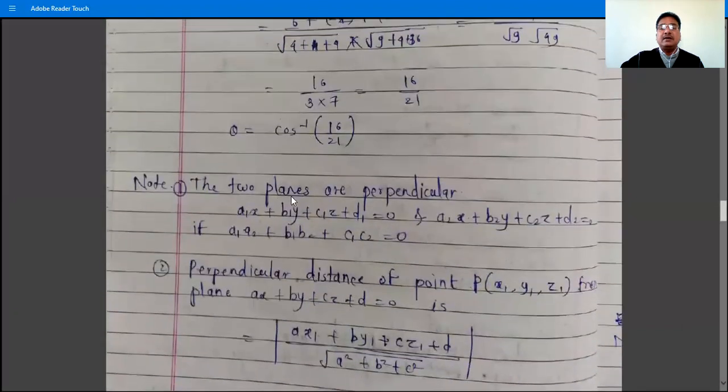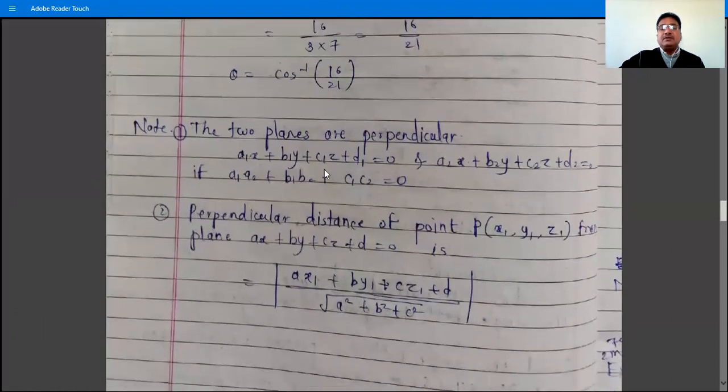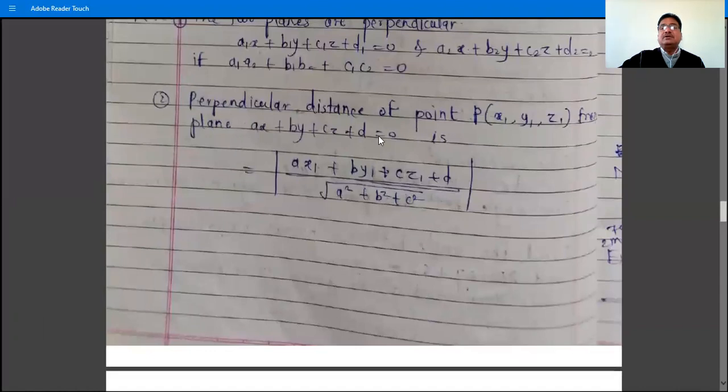Again, when the two planes are parallel, if a1 by a2 is equal to b1 by b2 is equal to c1 by c2, the same condition as for two lines to be parallel. So if the coefficients of x, y, z are proportional, that is a1 by a2 is equal to b1 by b2 is equal to c1 by c2, then we say the two planes are parallel. And if a1 a2 plus b1 b2 plus c1 c2 is 0, then we say the two planes are perpendicular.